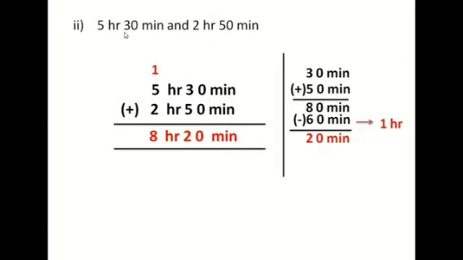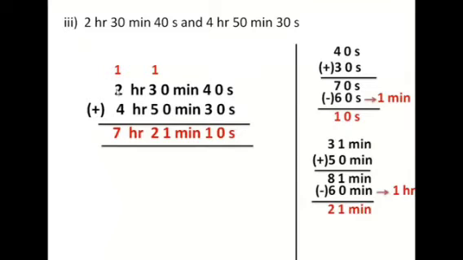Second one, 5 hours 30 minutes and 2 hours 50 minutes. So you have to arrange like this. 30 and 50, if you add, you will get 80 minutes. It is more than 60. So you have to subtract 60 from 80. So it is 20 minutes and this 60 minutes means 1 hour will be carried over here. So here it is 20 minutes and 5 plus 2 plus 1 gives you 8 hours. So the final answer is 8 hours 20 minutes.